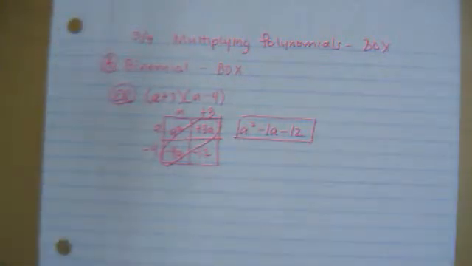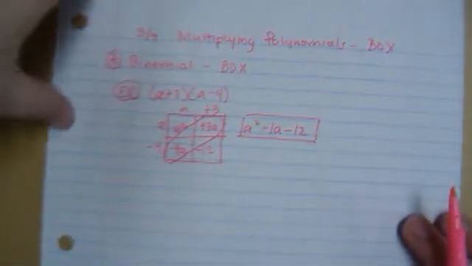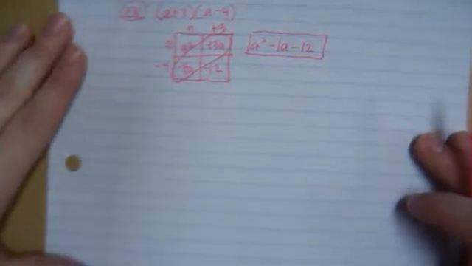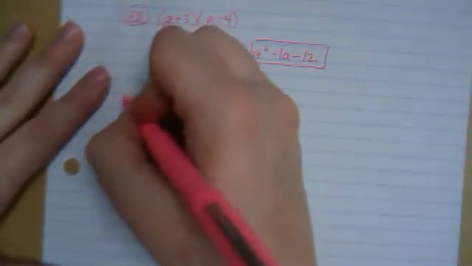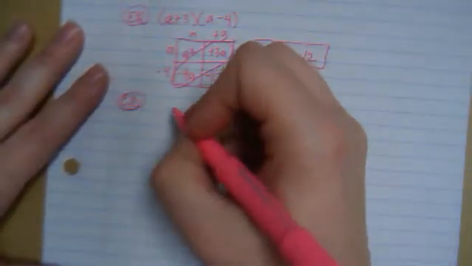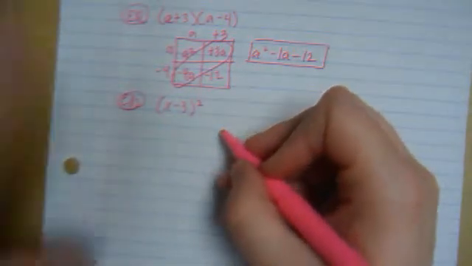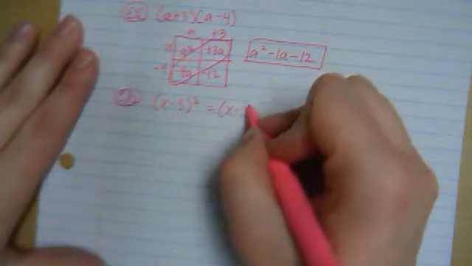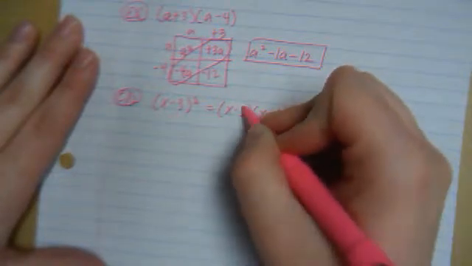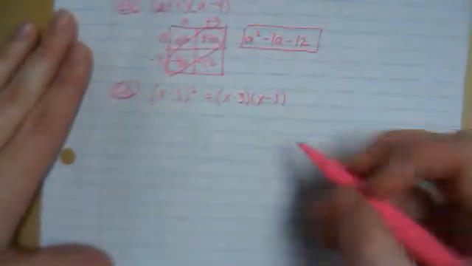Okay, we would get the same result if we FOILed, but this is just another method. This is the method you're going to have to use on your homework for tonight. So let's look at another one. I have x minus 3 squared. Okay, remember this means x minus 3 times x minus 3. We can't just distribute that squared sign. It doesn't work like that.